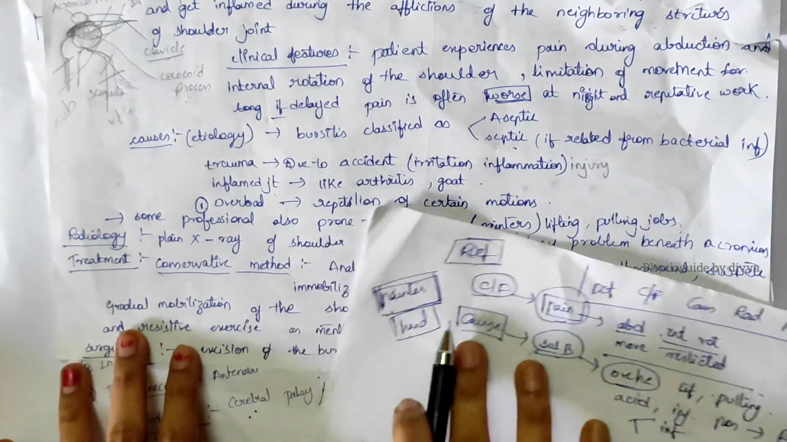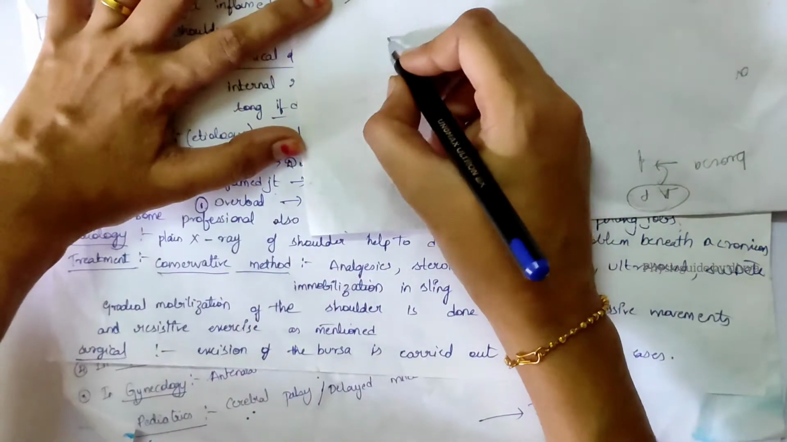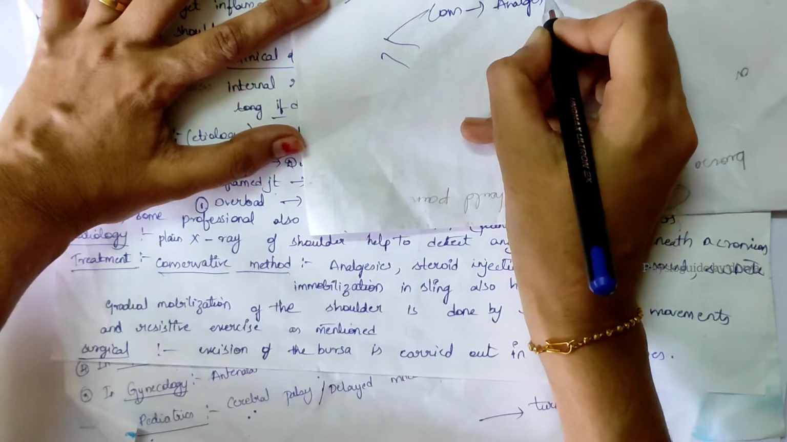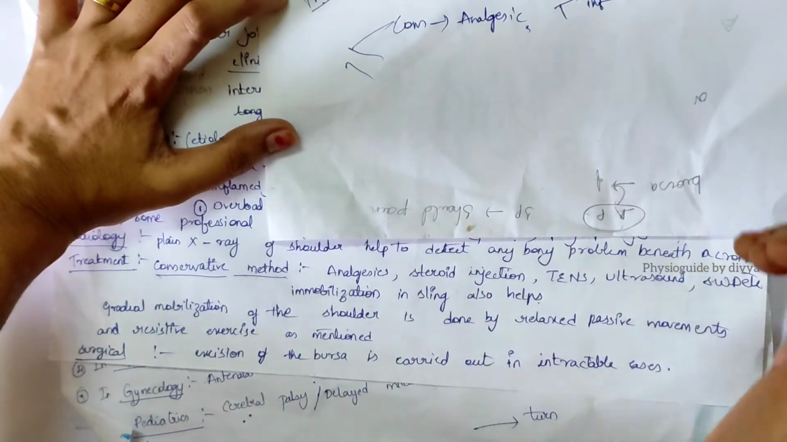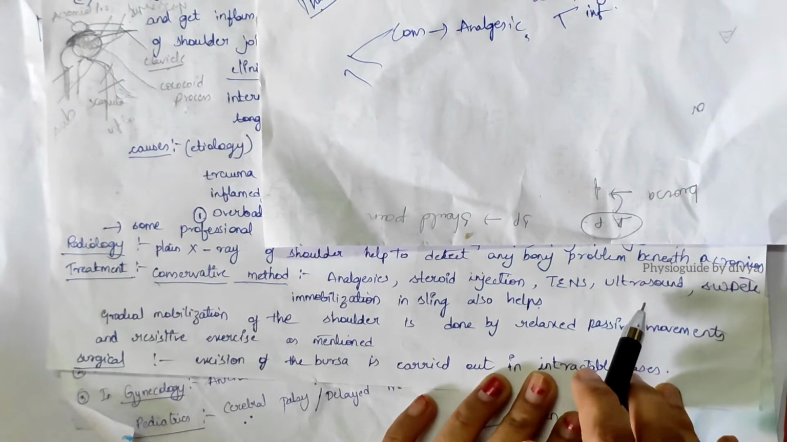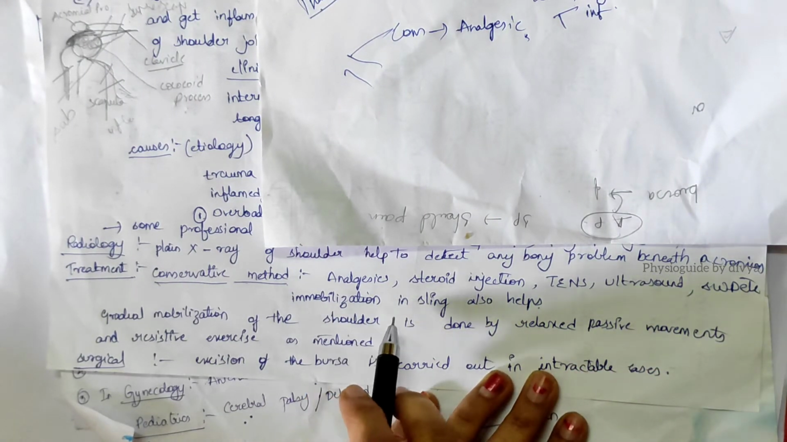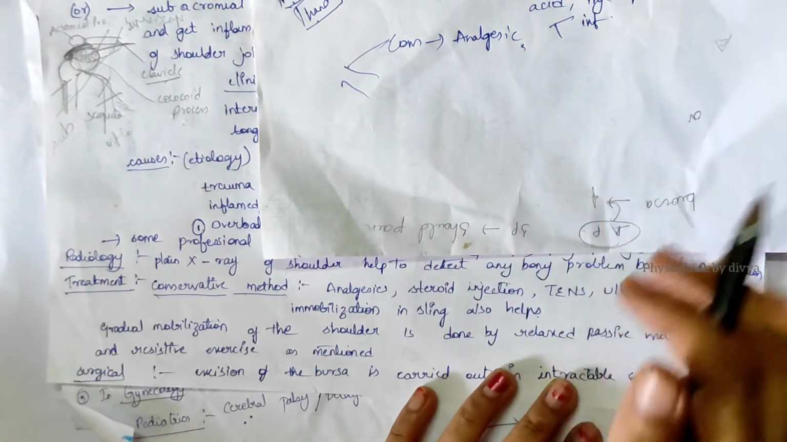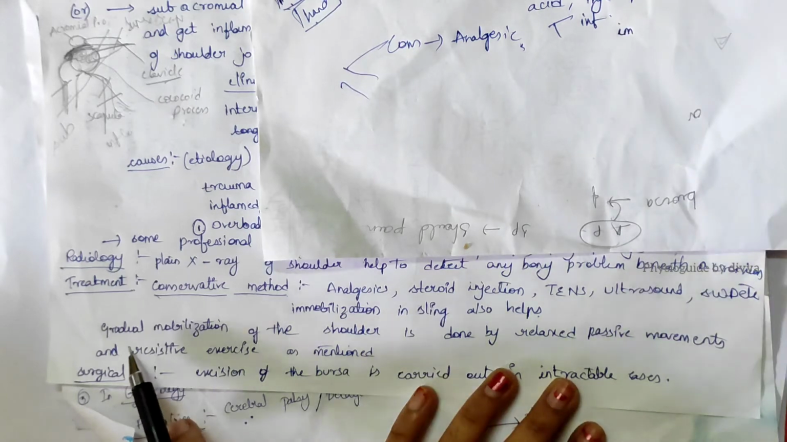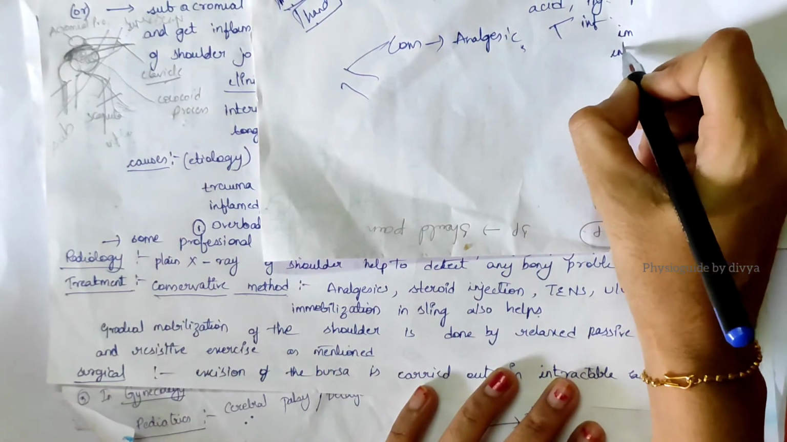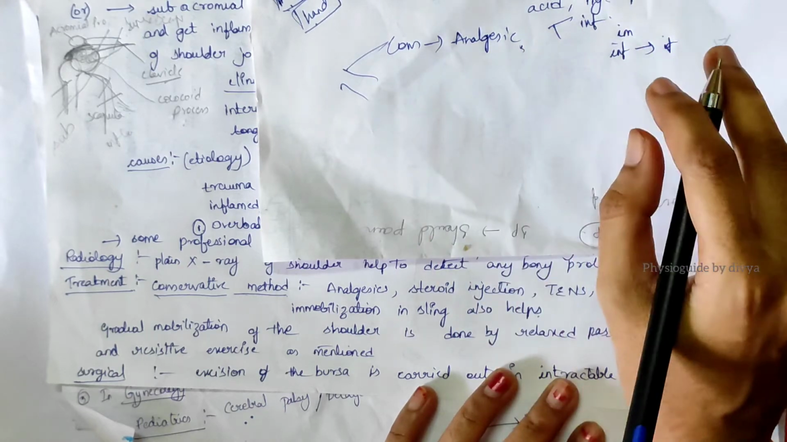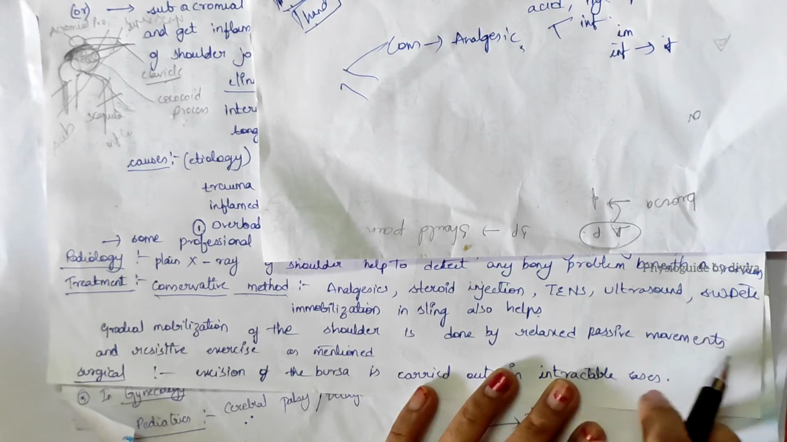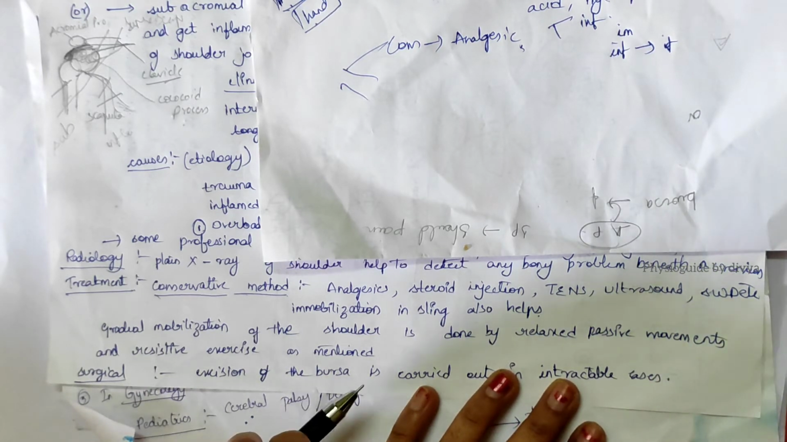Now treatment. Treatment means, as usual, there are 3 types. Conservative: first, by taking analgesics, tablets, steroids, TENS, ultrasound, and immobilization, meaning starting with no movement, no mobilization, with a sling also. Gradually after that immobilization, if the pain reduces, then we can suggest mobilization of the shoulder, done by relaxed passive movements, and resistive exercises are mentioned.